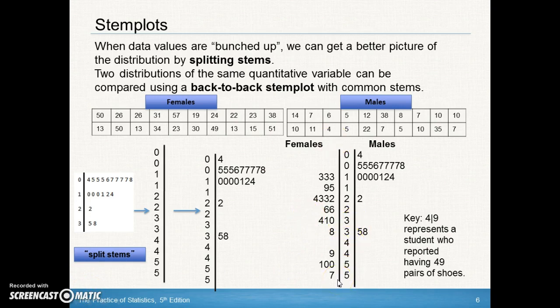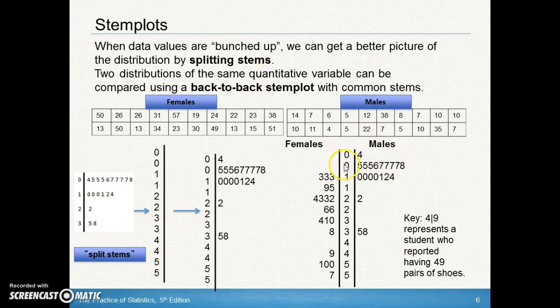I can use a back-to-back stem plot, that's what this is called, and back-to-back stem plots compare two distributions as long as they have a common stem. So we had to split stems for our female data set, which we didn't do before, but we did it here. And this allows us to see my distribution of male shoe ownership versus my distribution of female ownership. Be careful when you're reading this.